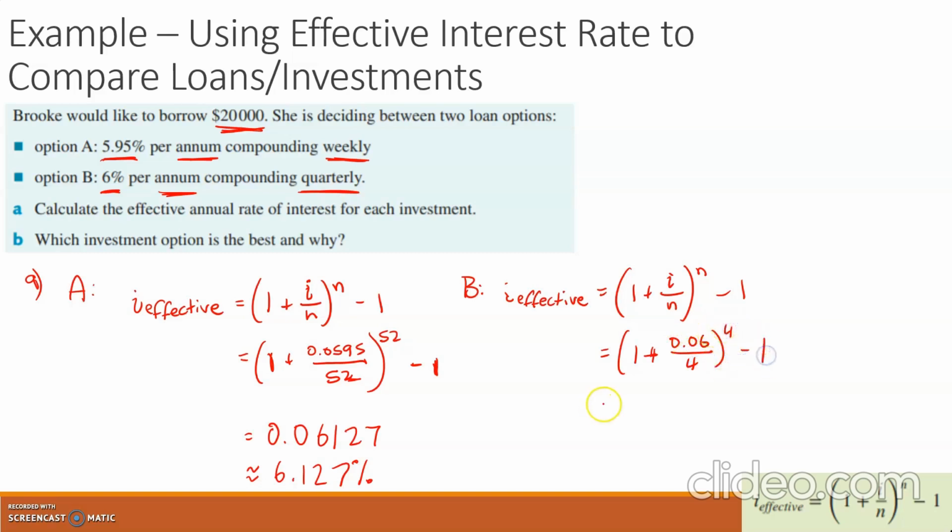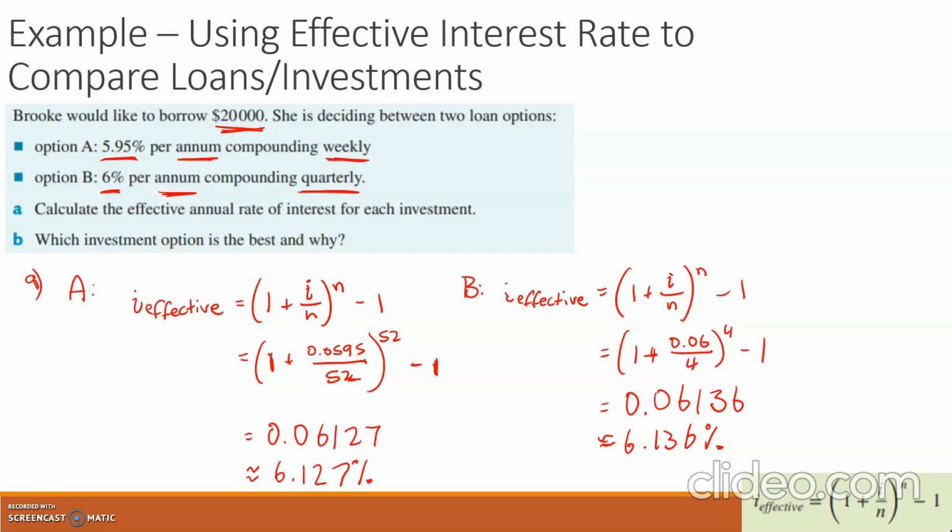Again, I'll do it in one step on my calculator. So in brackets, 1 plus 0.06 divided by 4, to the power of 4, subtract 1. And now my answer is 0.06136. I like to go to 5 decimals here because when I turn it into a percentage, that gives me 3 decimals. So let's turn that into a percentage now. It's 6.136%, roughly, because I have rounded that number as a percentage. So that's part A. I've calculated the effective annual rate of interest for each of those investments.